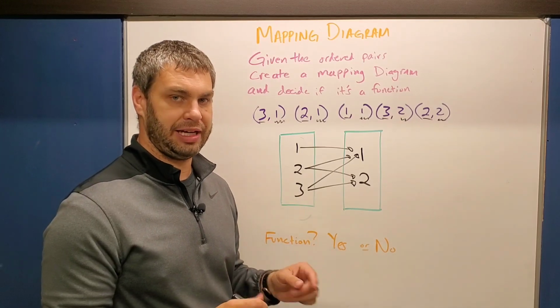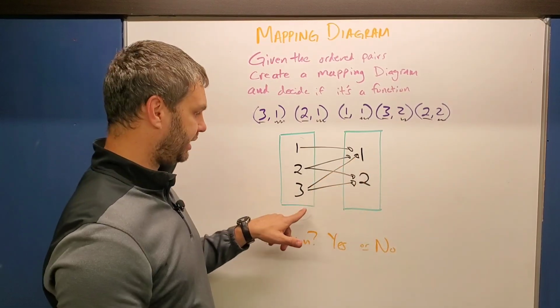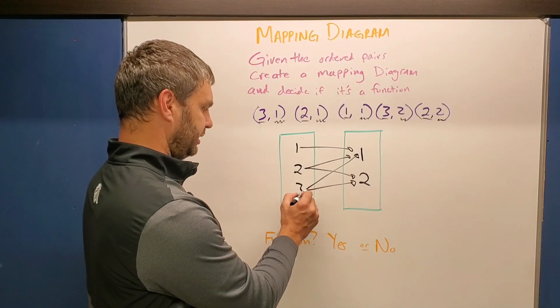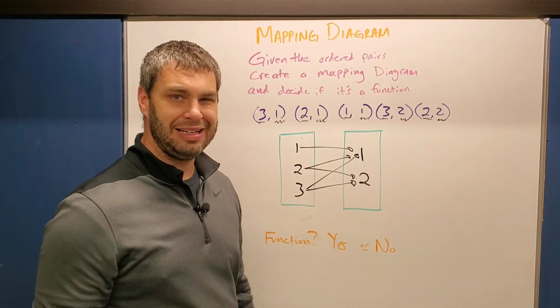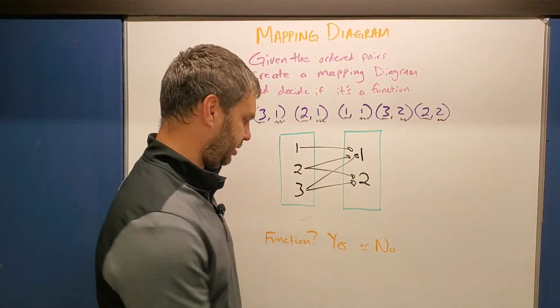or not? Because if I have multiple lines coming out from my x values, like here there's 2 lines coming out from the 3 and 2 lines coming out from the 2, that is not a function. So I'm going to say no.